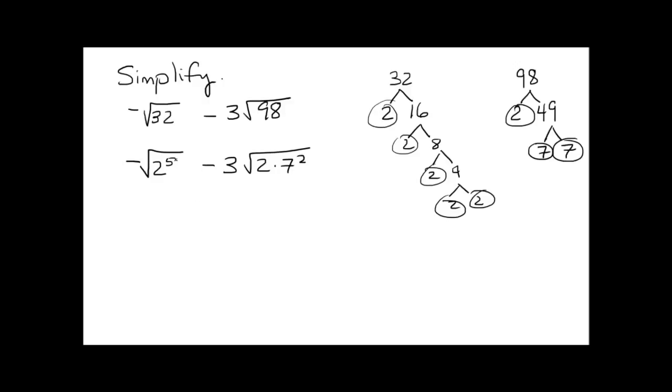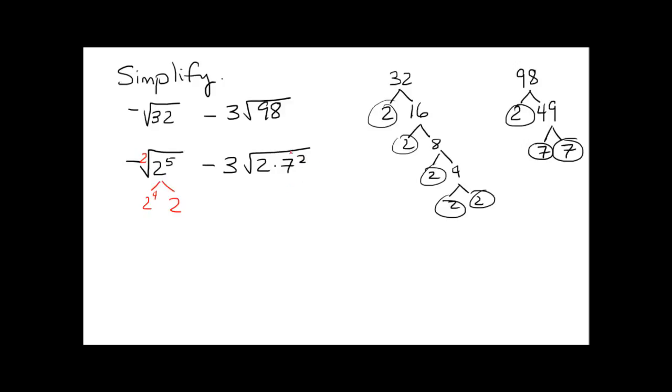All right, let's go ahead and simplify each of these radicals. So remember, how do we do that? Since the index is 2, we want some power divisible by 2. So I'm going to break the 2 to the 5th apart into 2 to the 4th times 2.